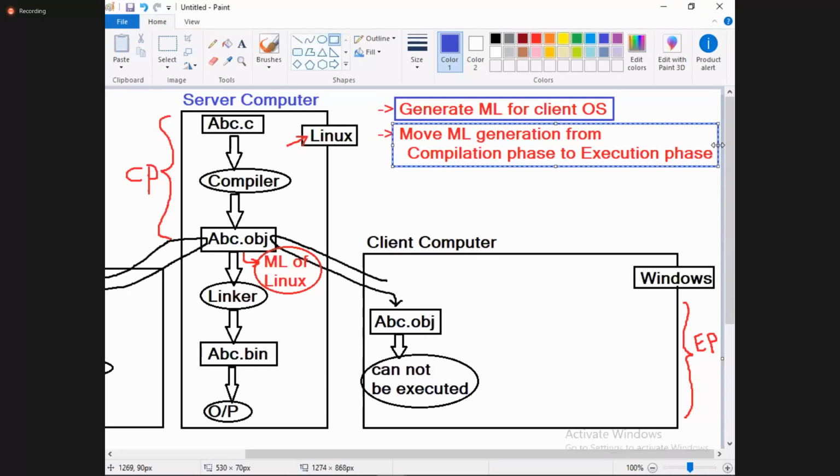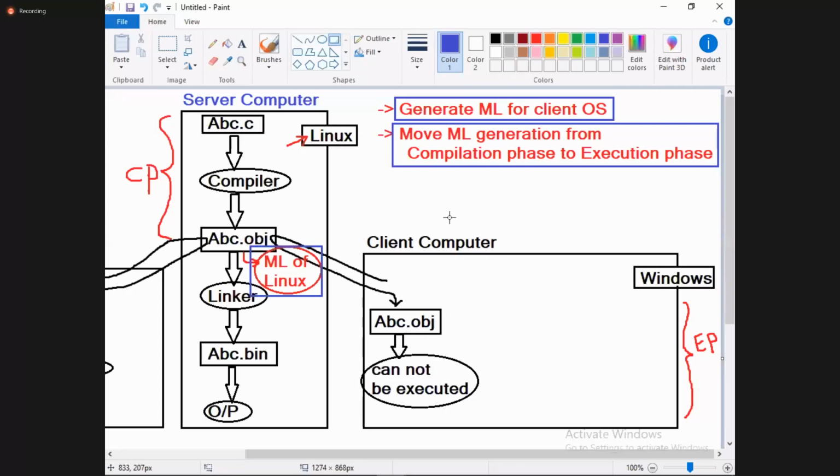The client operating system. So what changes do we need to make from C language to this new programming language? We must move machine language generation from the compilation phase to the execution phase, because whichever operating system you want to execute on, you need to generate that operating system's machine language. Everyone, first understand the story?